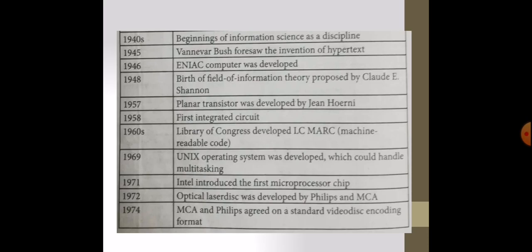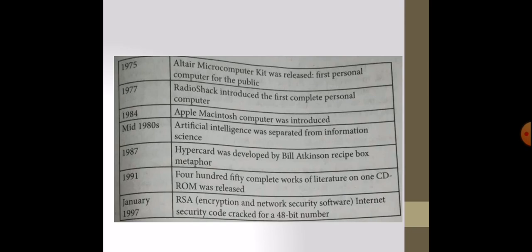And in 1972, the optical laser disc was developed by Philips and MCA. In 1974, MCA and Philips agreed on a standard video disc encoding format. In 1975, the Altair microcomputer kit was released, the first personal computer for the public. And in 1977, Radio Shack introduced the first complete personal computer.